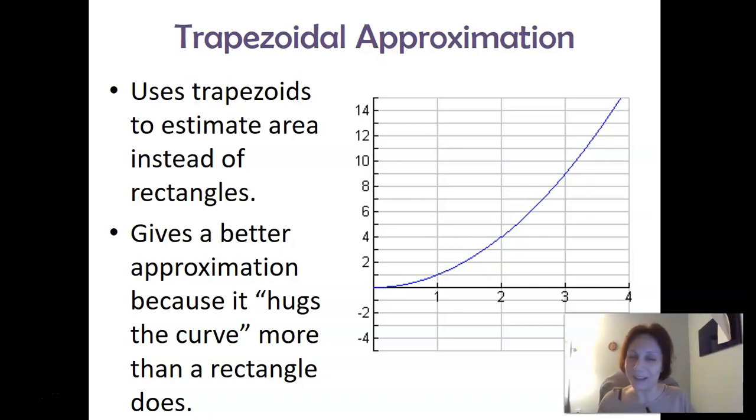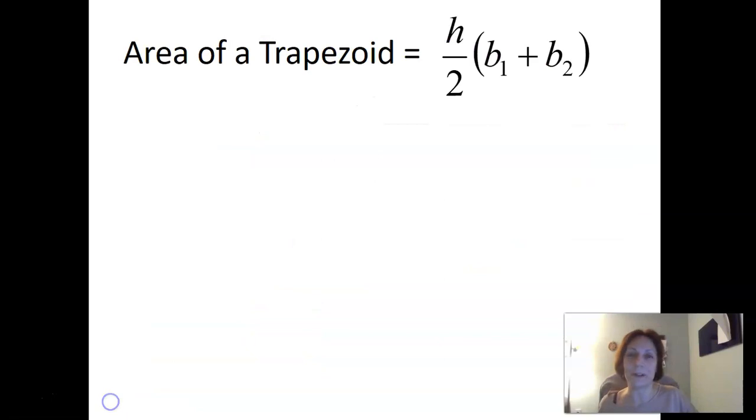Not that much more complicated, but a little more. So let's talk about the formula. When you are finding the area of a trapezoid, this ever so infamous formula is how you do it. So it is half of the height times the sum of the bases. Now, here's how I remember this.